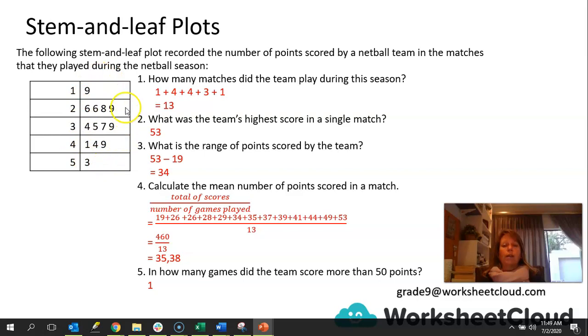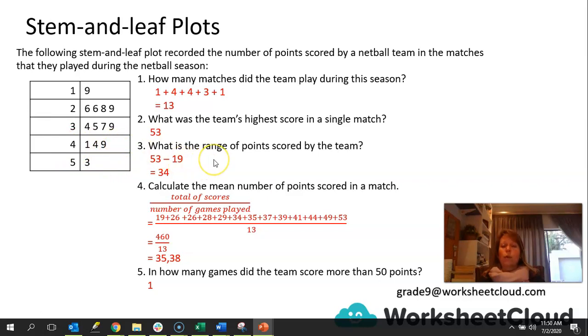So that's how many matches you would play, or calculate it. You would look at the leaf part. What was the team's highest score in a single match? We would look at the last one. So if there were 3 amounts in the 50s range, you would look for the highest one, because obviously we can say 53 is higher than 49.